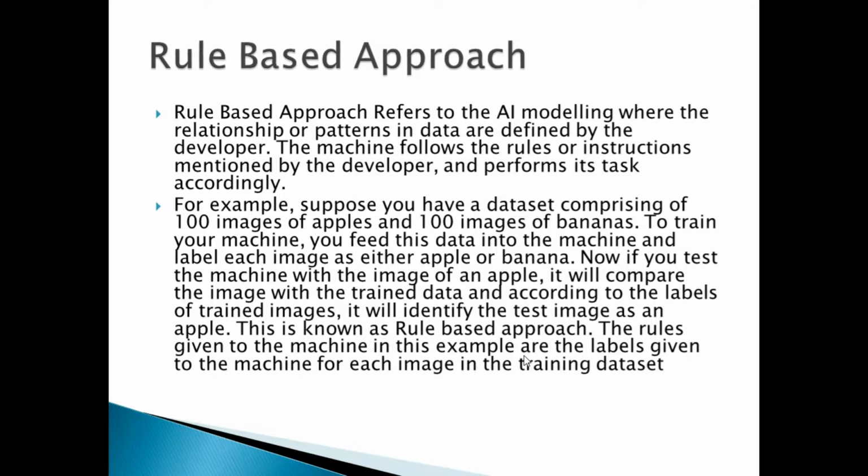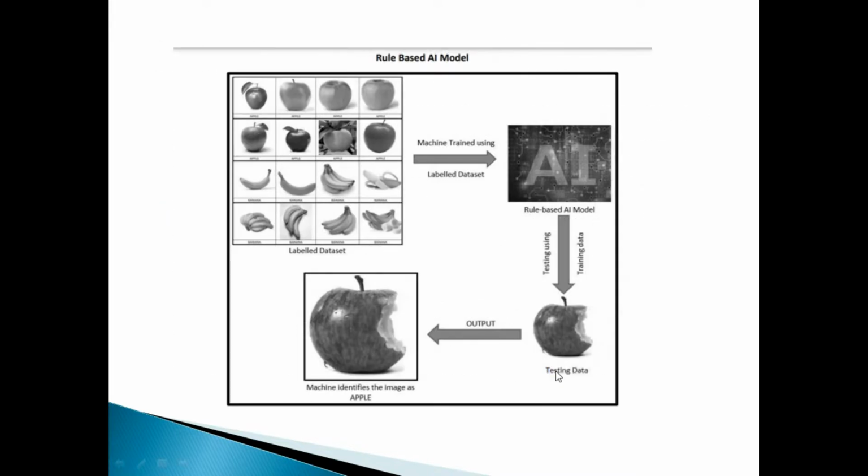An example for rule based approach would be, consider if there are 100 images of apples and 100 images of bananas. So now the machine is fed with that information. When it sees another new image, it now knows if it will be an apple or a banana. There are certain rules given. Then I'm passing it testing data and then it identifies it as an apple. Here I'm giving a labeled data set. These are all apples, these are all bananas.